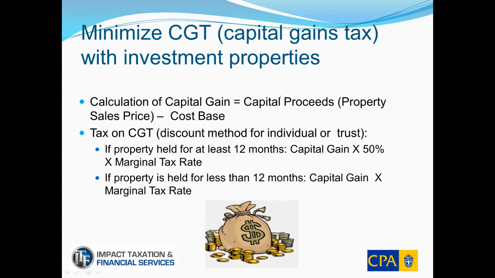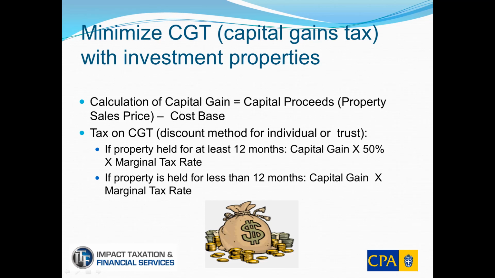So for the calculation of capital gain, the first part, you need to calculate the gain. What's going to be the dollar value of the capital gain? The calculation looks quite simple. It's the capital proceeds, which is the sales price of your property, minus the cost base. The cost base is going to be one of the major focuses. We'll touch base later because it includes many different components.